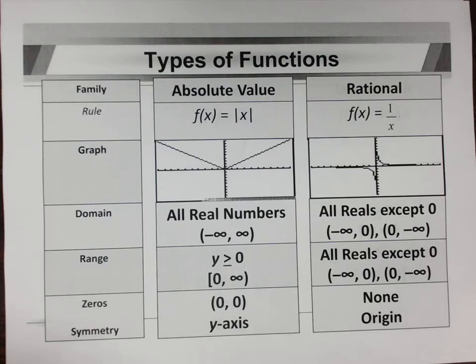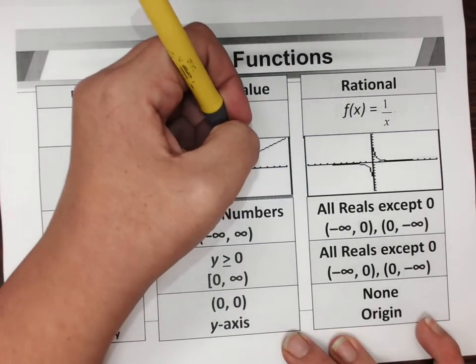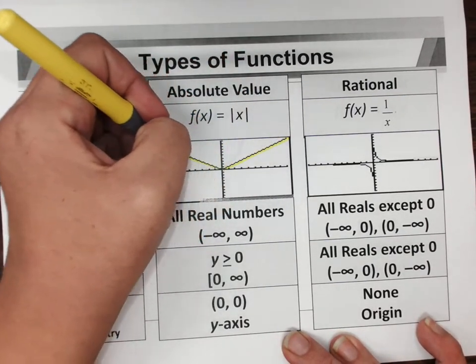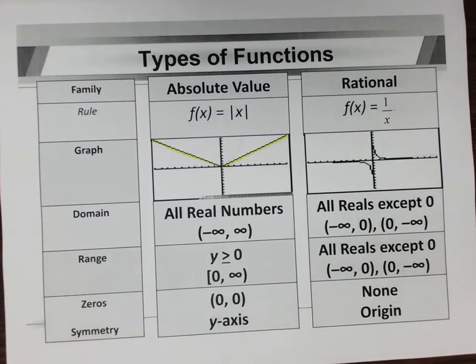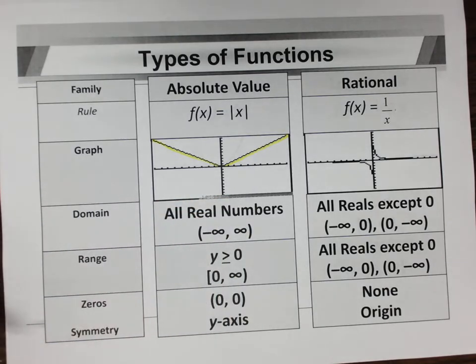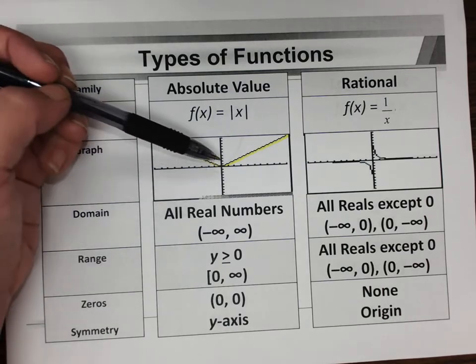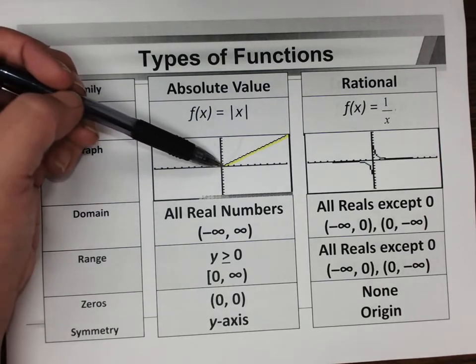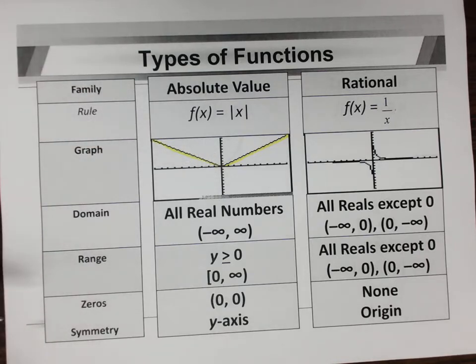The absolute value function, f of x equals the absolute value of x. We get this kind of triangular shape. The domain of this is all real numbers, right? You can plug any value into the absolute value function. The range is always y is greater than or equal to 0, right? We include that point 0. The absolute value of 0 is just 0. Recall absolute value is that distance from 0 on a number line.